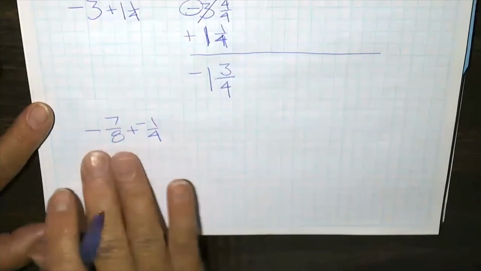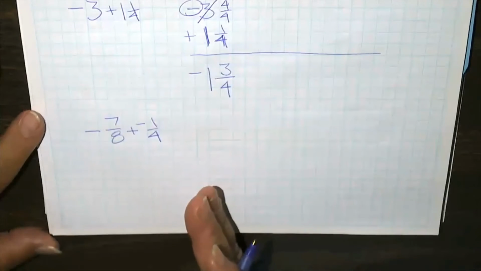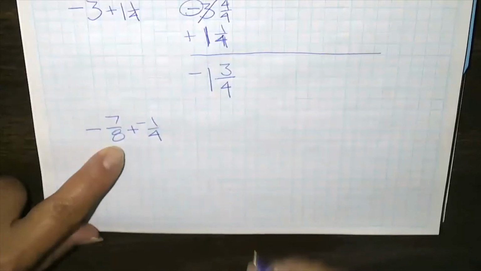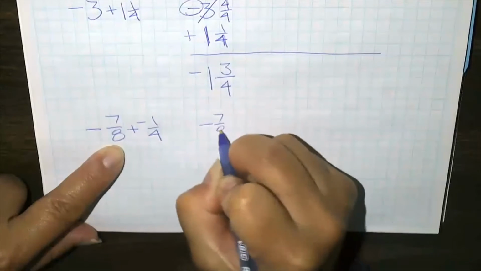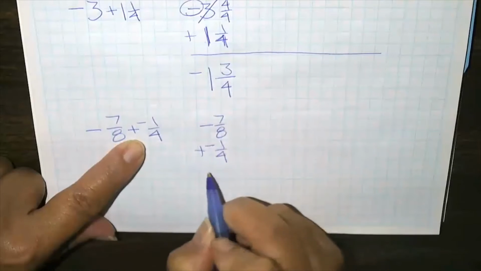I do not like to work my problems horizontally, so I'm going to write it vertically. And because we're dealing with positives and negatives, it doesn't matter which goes on top and which goes on the bottom. I'm going to pick the one with the largest digits and put it on the top. So -7/8 plus -1/4.